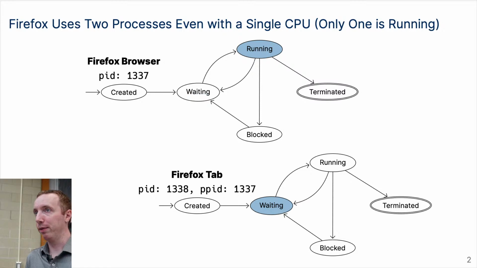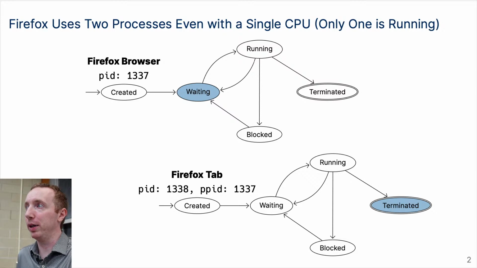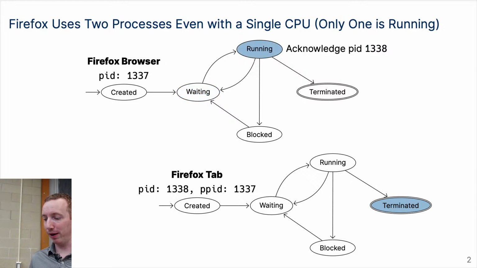Then it could decide the main process can run again, put it back to sleep, put it in the waiting queue, run the tab again, and then the tab could call exit and be terminated. Now, at this point, the kernel can't clean up all the resources associated with that, because it sets at least an exit code, and you need to read it. How we read it, the generic term for it, is called acknowledging that process. So we're going to see that next.